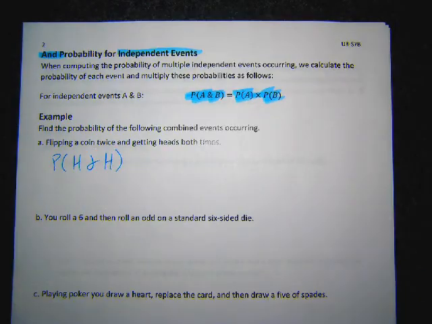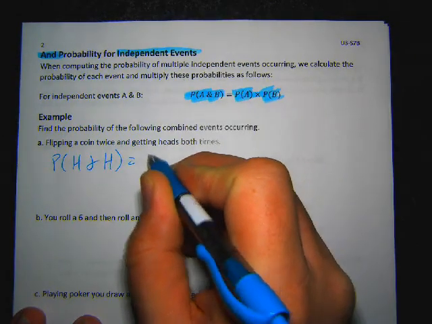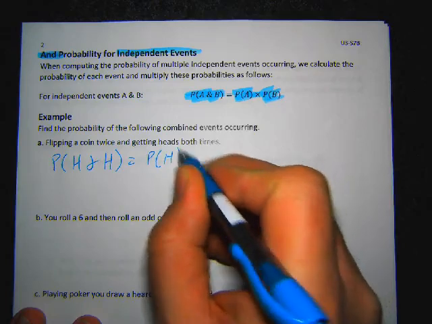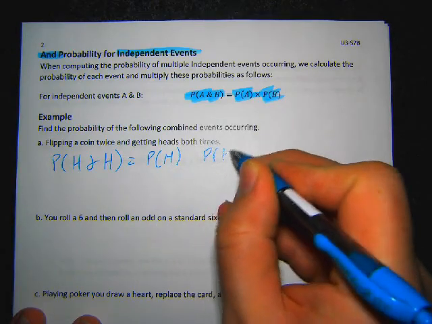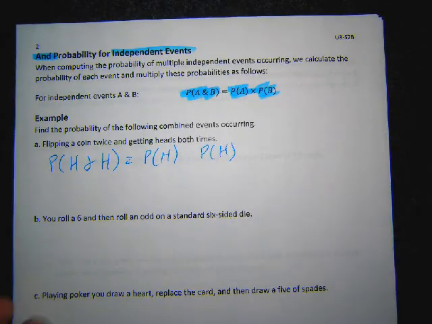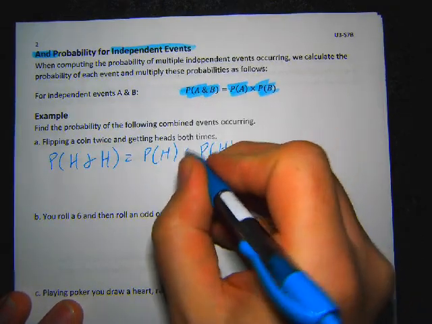They don't say "and" on here, and don't give it away that obviously, but if you're trying to get both heads, that's the same thing as heads and heads. You want both of them heads. And again, to find that probability, I just have to find the probability of heads for the first flip and the probability of heads for the second flip. And because they're independent, they don't affect each other, I can just find those separately and then multiply those together.